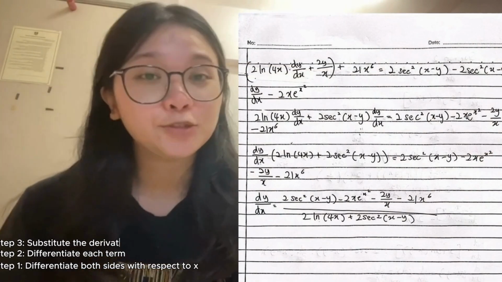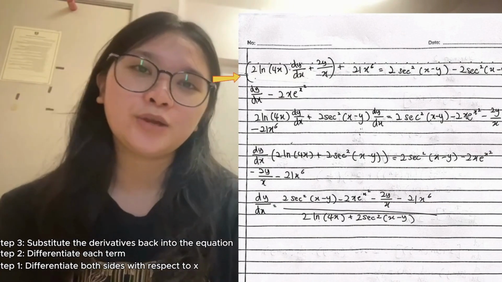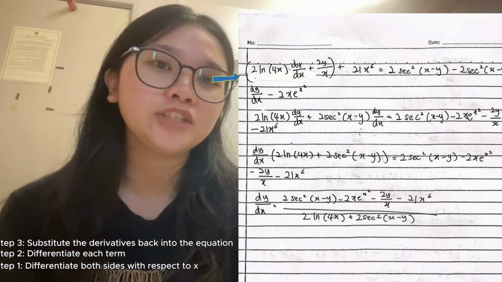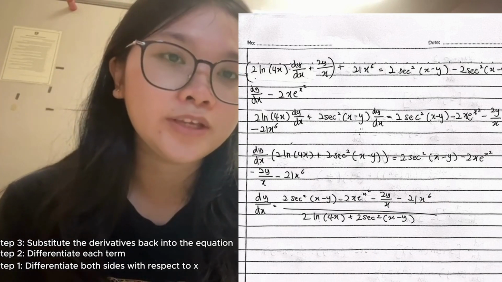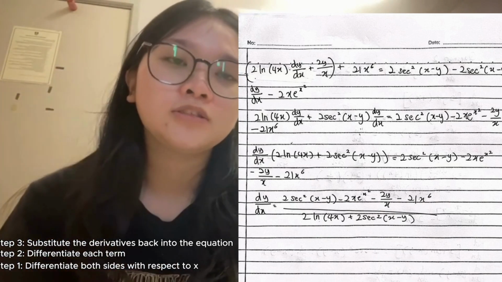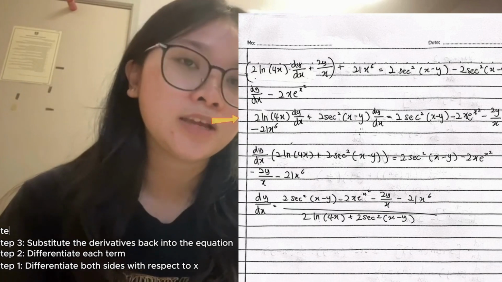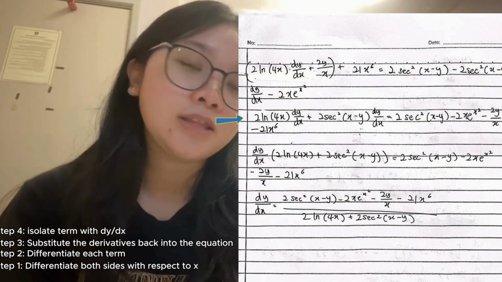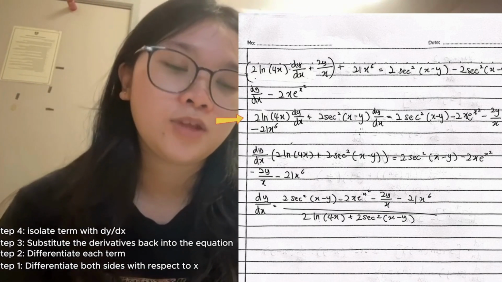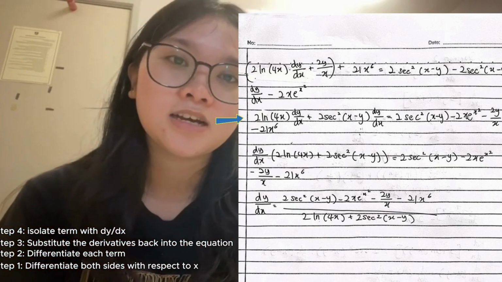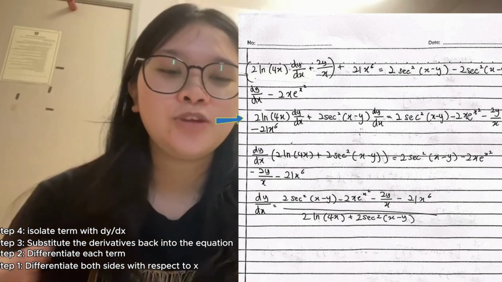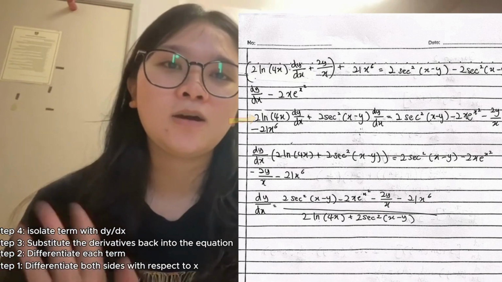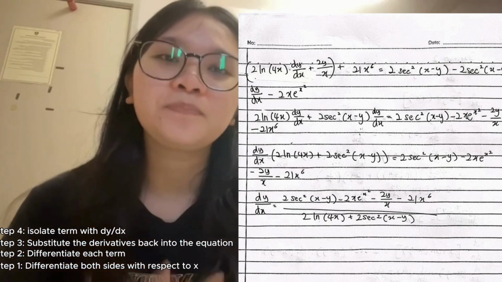Step 3 is to substitute the derivatives back into the equation. So we substitute all the differentiated terms back into the original equation from step 1. After we substitute all the derivatives, the next step is to isolate the terms with dy/dx. Now we need to get all the dy/dx terms on one side. Let's say we use the left side and all the other terms on the right.